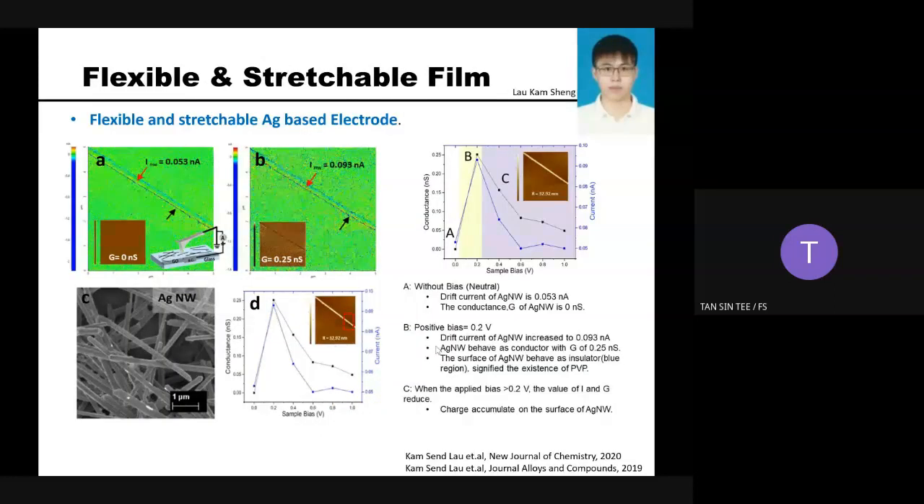So our group has collaborated with the UKM group, Dr. Lau, to make a flexible and stretchable film from the silver nanowire produced from flow synthesis. From here, these are images of the silver nanowire from the FESEM. We have proof that the current density of the nanowire improves after we apply a bias of 0.2. The drift current of the silver nanowire improved from 0.053 nanoampere to 0.093. This analysis is conducted using a KPFM, which is the conducting AFM.